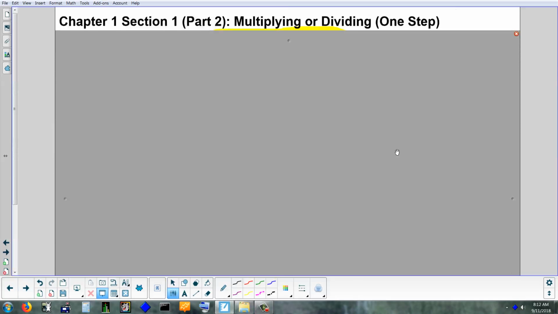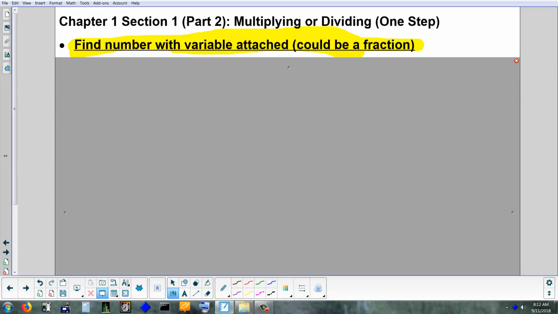So again, just like Savannah said, we're going to find, but this is different. So now we want to find the number with the variable that's attached to it. So like 2x, 3/4 x. So on your notes, right on the bottom now, this is going to be your first step. So when I look across this room, I should see everybody writing now.